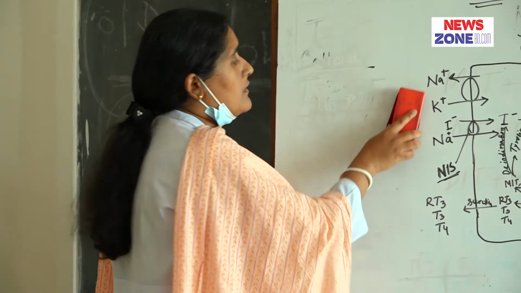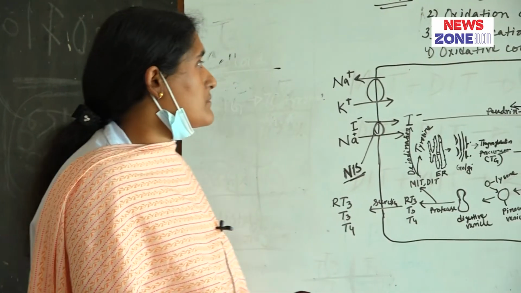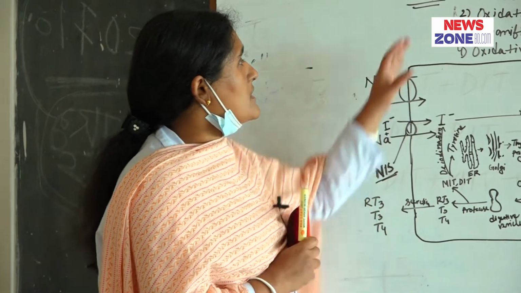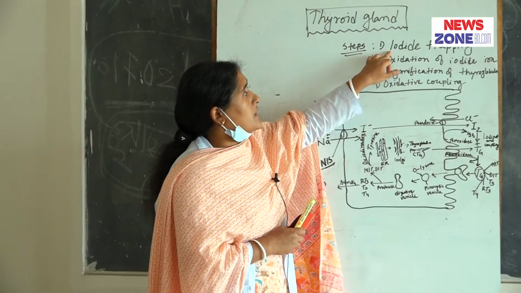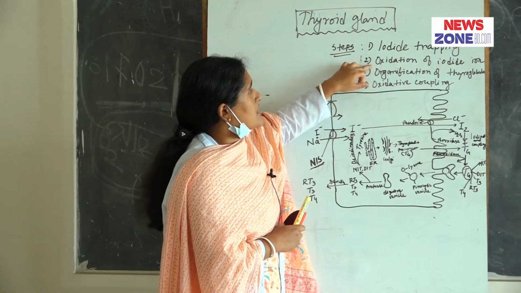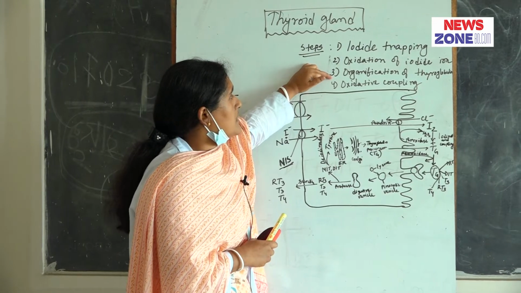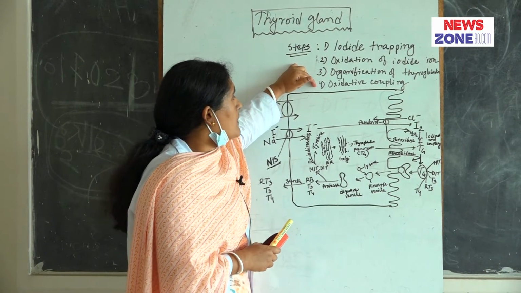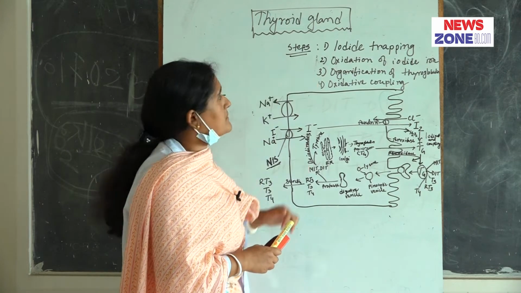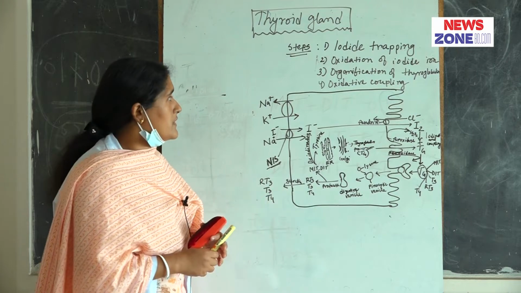Now I will discuss the biosynthesis of the thyroid hormone. These are the steps of thyroid hormone synthesis. The first step is iodide trapping, the second step is oxidation of iodide ion, the third step is organification of thyroglobulin, and the fourth step is oxidative coupling. Now I discuss these steps of thyroid hormone synthesis.